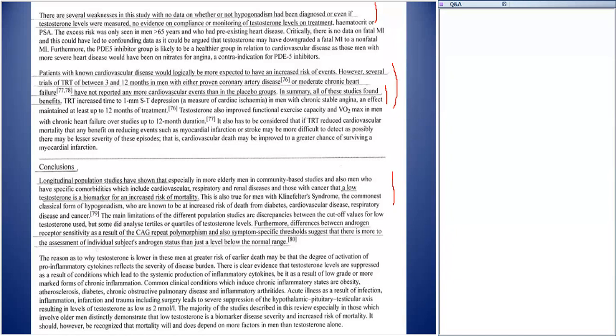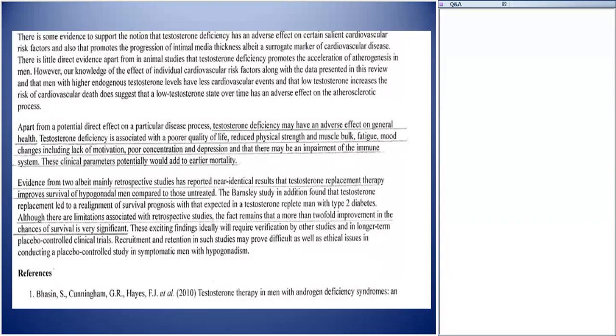Furthermore, differences in androgen receptor sensitivity, down here in these polymorphisms, also give rise to this symptom-specific threshold. And that's an issue because many patients will be denied therapy even though they have symptoms. There's a multitude of reasons that they have symptoms, and we shouldn't really deny it based purely on a blood test, which should be really thrown out.